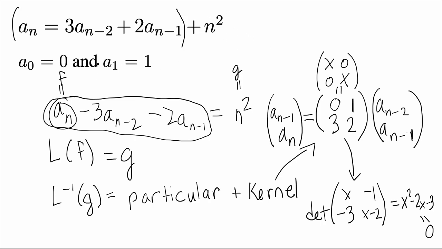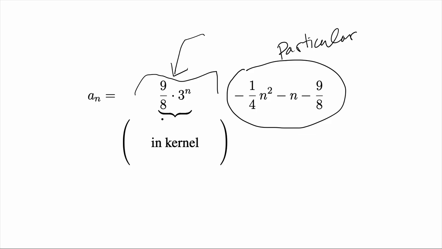But then how do we vary it for our initial conditions? It's by changing which kernel element we're going to be using. That's going to change the initial conditions. So we've got to find an element in the kernel that'll work. Notice that the kernel was sequences that were linear combinations of 3 to the n and negative 1 to the n. So we need to find something in there. We can think, okay, a times this plus b times this, plus this particular solution.